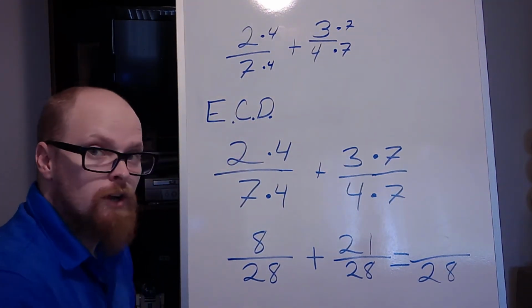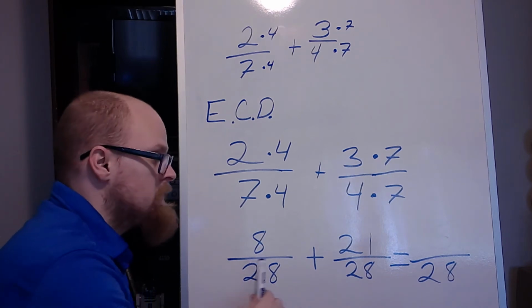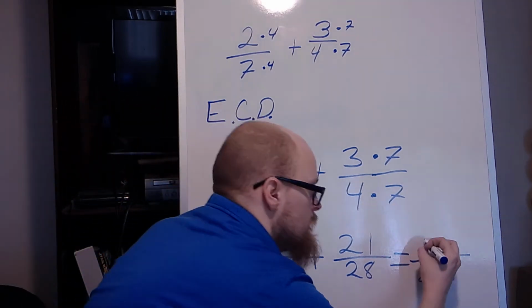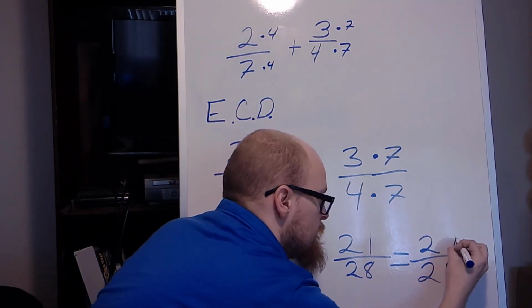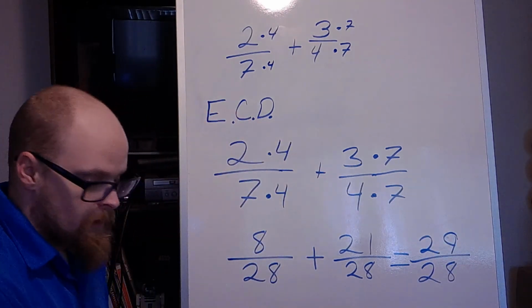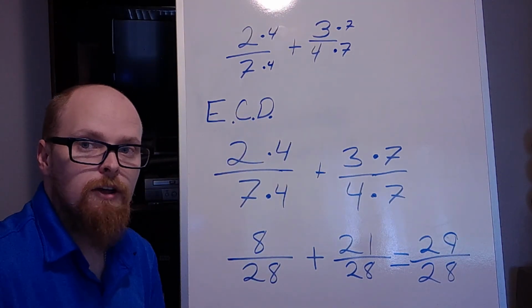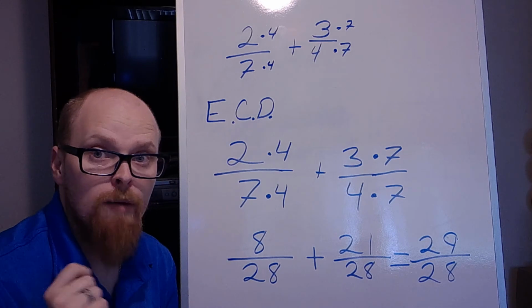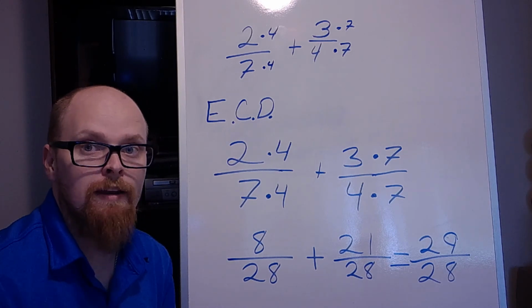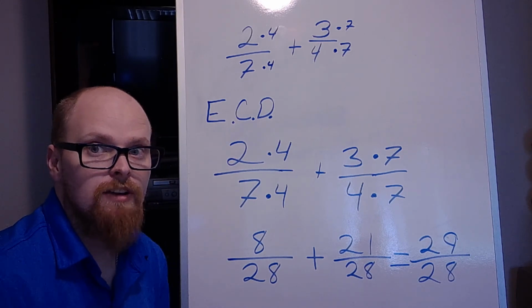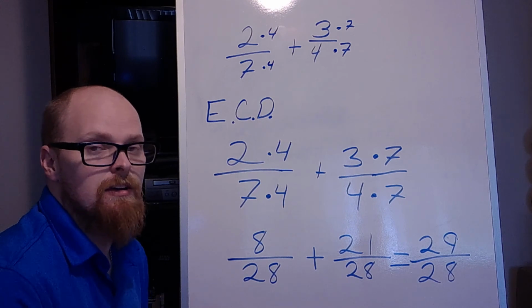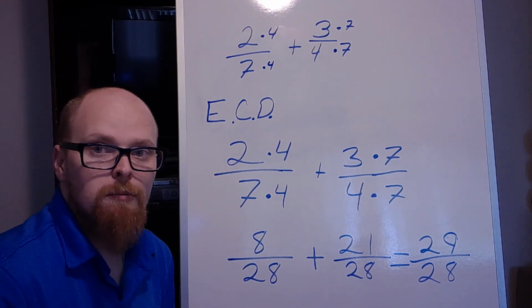My numerator on top, I'm going to add my top numbers. 8 plus 21 is 29. Now notice, very quickly, I have an improper fraction for an answer. Okay? Got 29 over 28. So I can make that into a mixed number very easily.